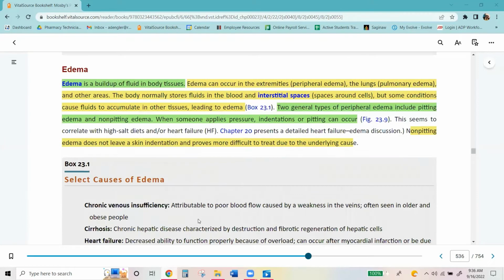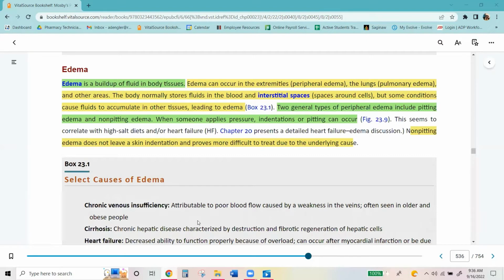Edema is a buildup of body fluid in tissues. Edema can occur in the extremities, the lungs, and other areas. The body normally stores fluids in the blood and interstitial spaces, but some conditions cause fluids to accumulate in other tissues, leading to edema. Two general types of peripheral edema include pitting edema and non-pitting edema.